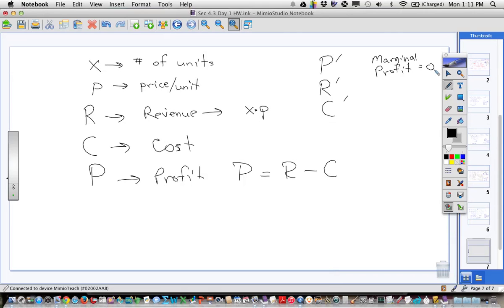So what's that mean? They should have made more, right? If their marginal profit is positive, that means P prime is positive. That means they could sell more and increase their profit. They're making a profit, but they could do better. What if their marginal profit is negative?